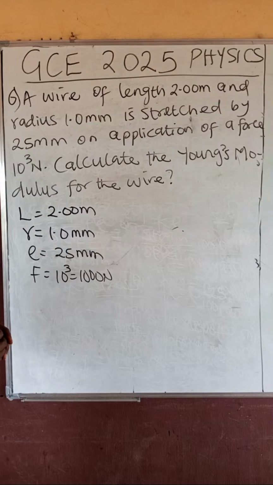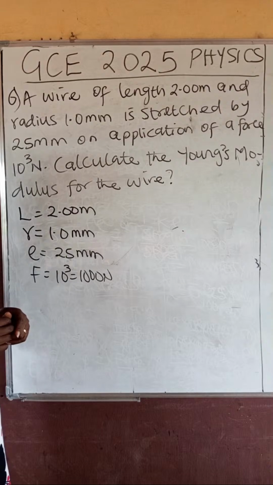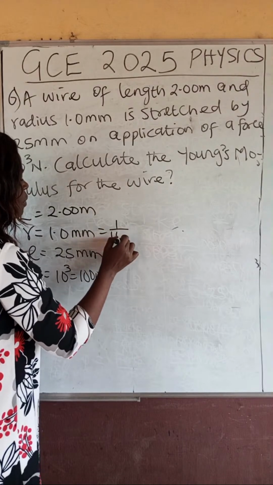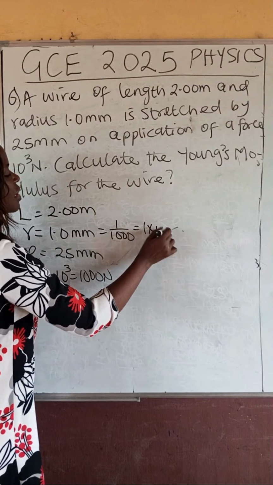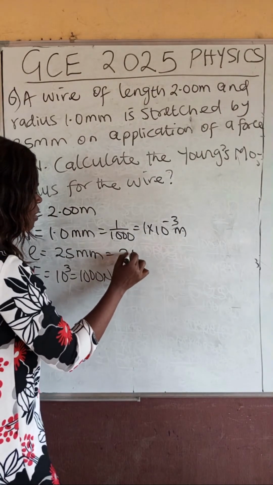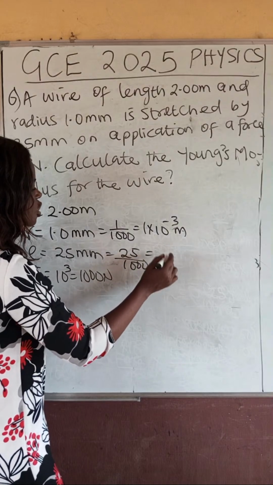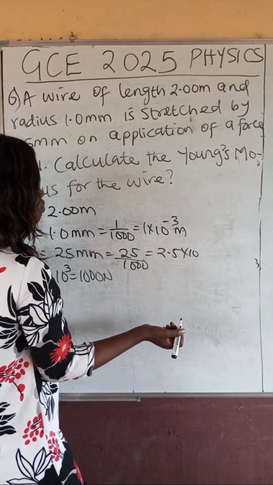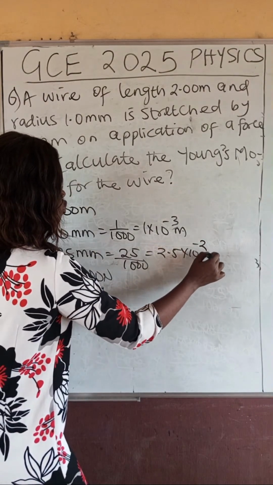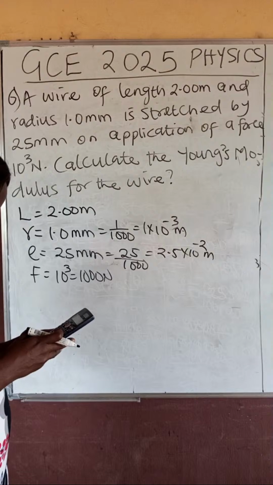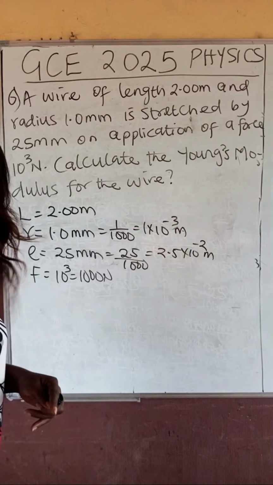Before we can solve, the first thing that will come to our mind is to do our conversions. We must convert millimeter to meter by dividing by 1000. So this is 1 over 1000, which gives 1 times 10 raised to the power minus 3 meters. Now this is 25 over 1000, which gives 2.5 times 10 raised to the power minus 2 meters. Let's confirm with the calculator. Okay, so we are correct.